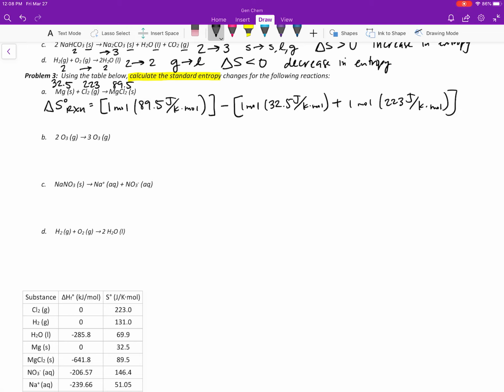And now I'm going to take care of the stuff in the brackets first. My moles will cancel out because I'm multiplying them. And that's going to leave me with 89.5 joules per Kelvin minus, when I add the 32.5 and the 223, I'm going to get 255.5 joules per Kelvin. And this is going to give me a negative 166 joules per Kelvin.